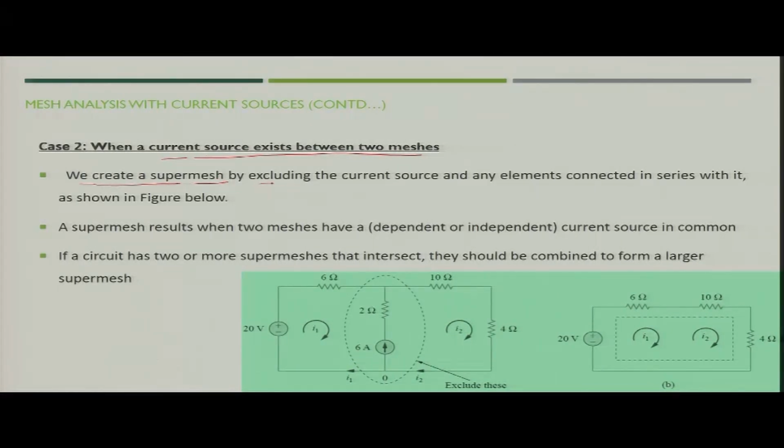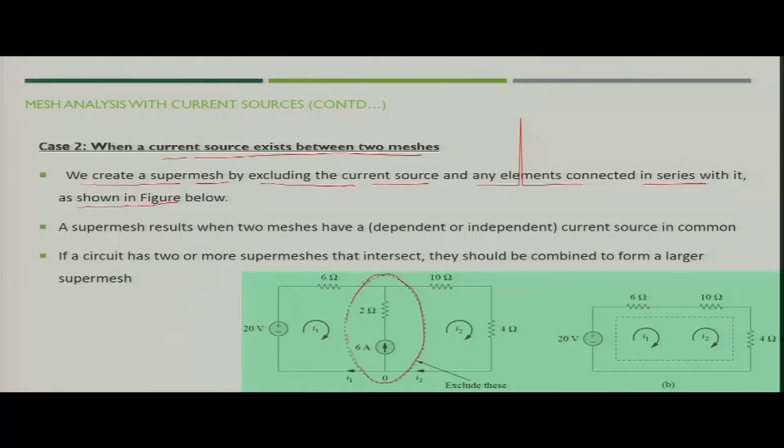Super mesh means you have to exclude the current source and any element connected in series with that particular source. In this case, this is the segment which has a current source and one 2 ohm resistor connected in series with the current source. So for our analysis, what will we do? We will remove this particular branch from the circuit while keeping the mesh currents the same.